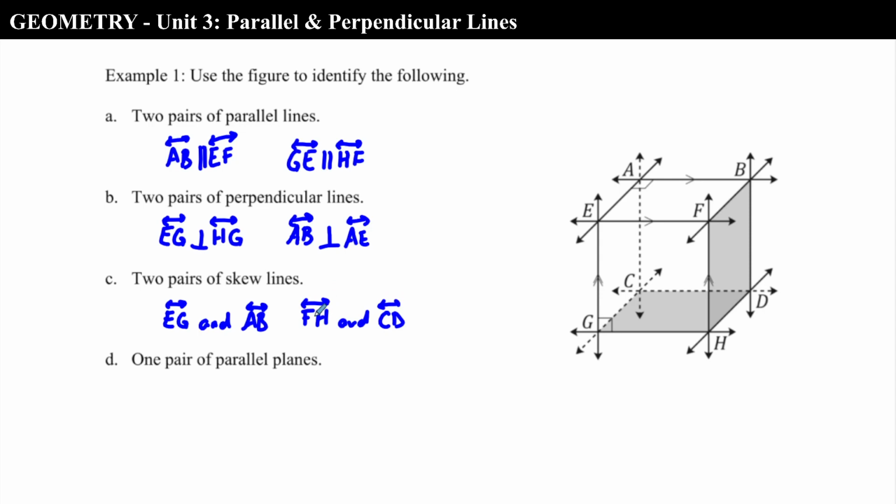And now, one pair of parallel planes. Well, we've got plane EGH, which is this front face. And we also have the back face, which is parallel to it. Plane ABC, ABD, BDC. You can name it however you want. Let's name it plane DBA.